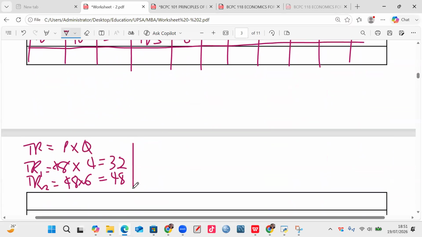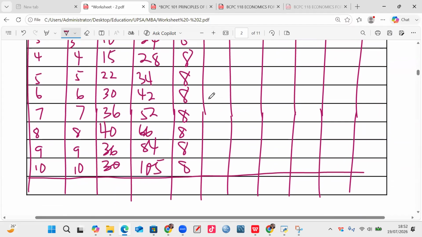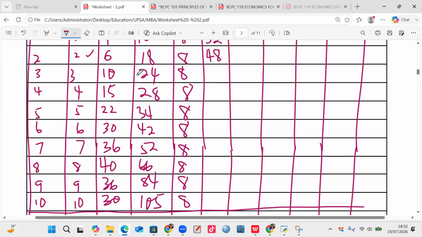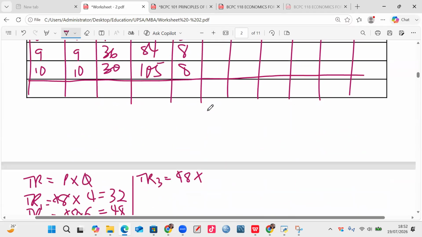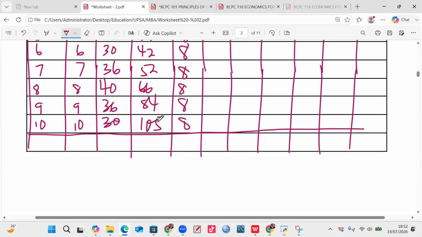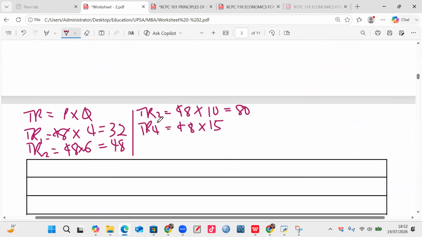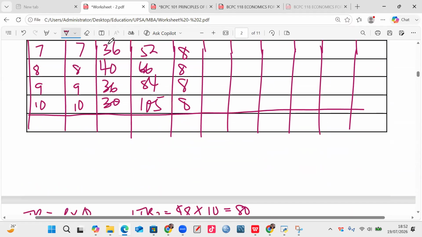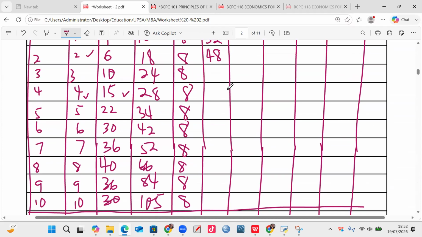Then we go to the next one. TR3. 8 times. What's the output for labor 3? 10. What will it be? 80. 8 cedis. What's the next output for labor 4? So this is labor 4. What's the next output? 15, right? Yes. Are you following? Yes, please. 8 and 15. What do we have?